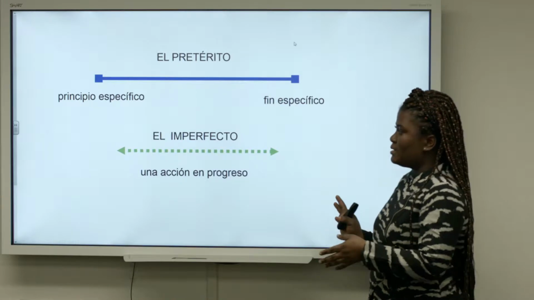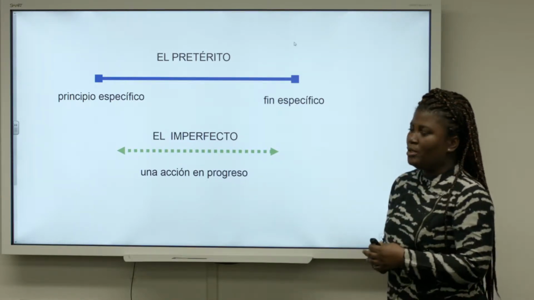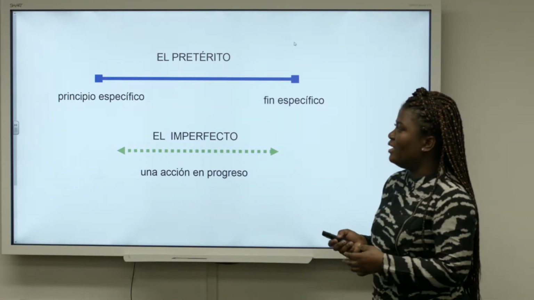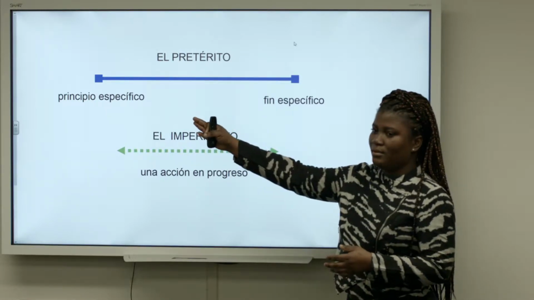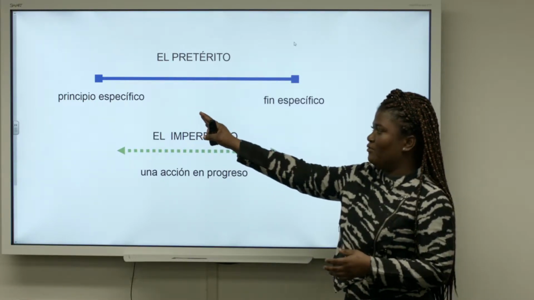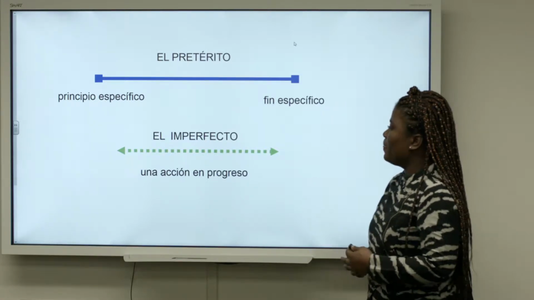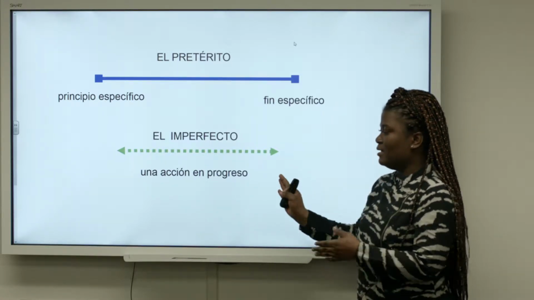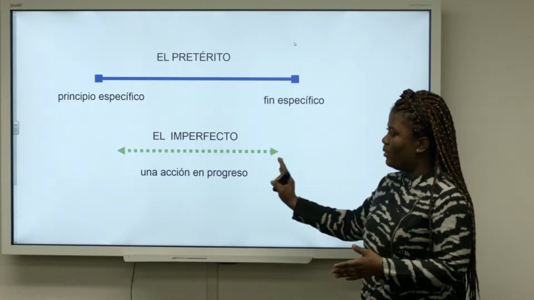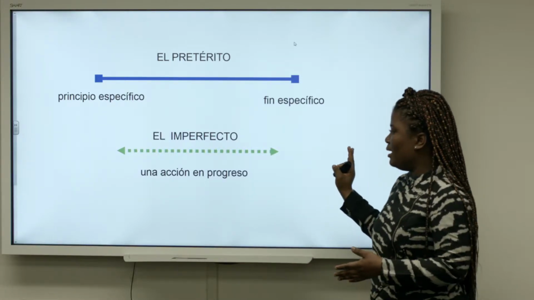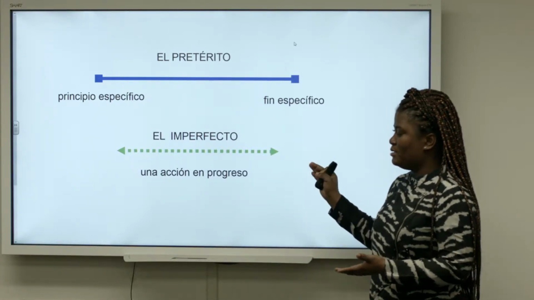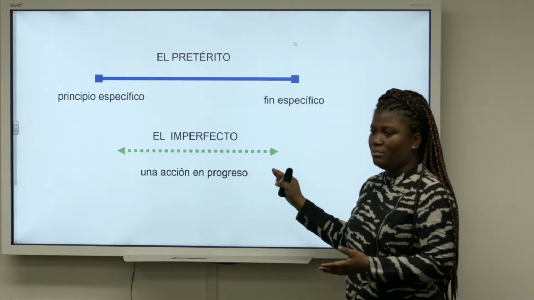So generally, this is how you'd picture that. When you look at the preterite, you have a very specific beginning marked at the far end of the blue line and a specific end at the side. When you look at the imperfect, it sort of spans through a wide range of actions or events. So it's an action that was in progress.